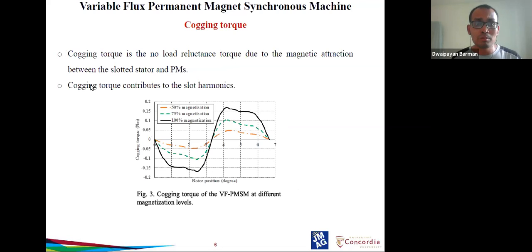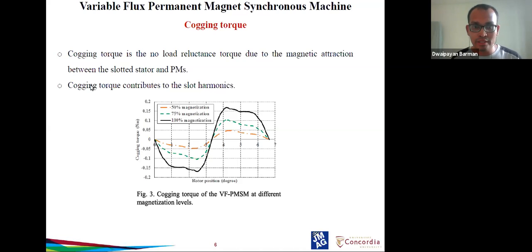So another problem of the variable flux PMSM, like a rare earth permanent magnet synchronous machine, is cogging torque. Cogging torque is mainly the no load reluctance torque due to the magnetic attraction between the slotted stator and the permanent magnets. Cogging torque mainly contributes to the slot harmonics.